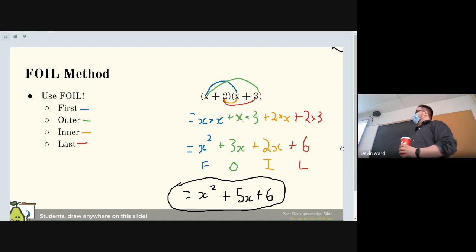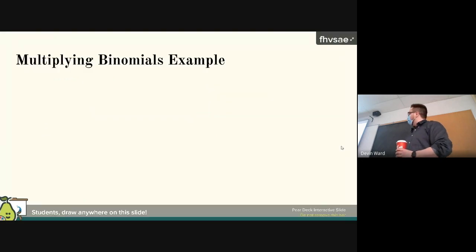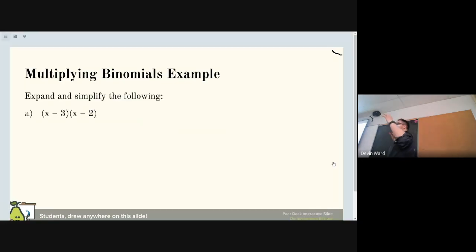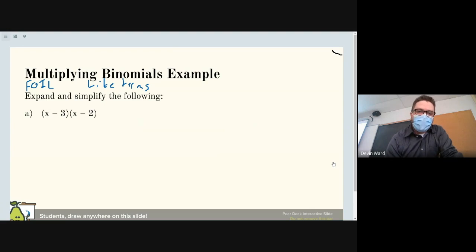Okay, everyone ready to try another one? It means to multiply out using FOIL, and then simplify, we're going to collect like terms. So we're going to FOIL it up, and then combine like terms. We just did x plus 2, x plus 3. Now we're doing the opposite, x minus 3, x plus 2, or x minus 2.